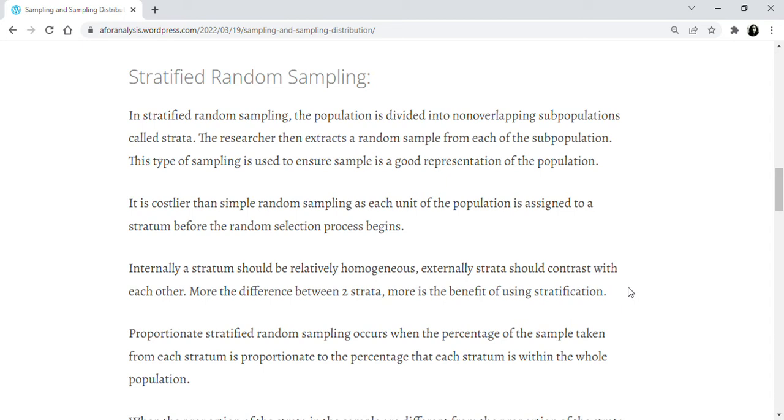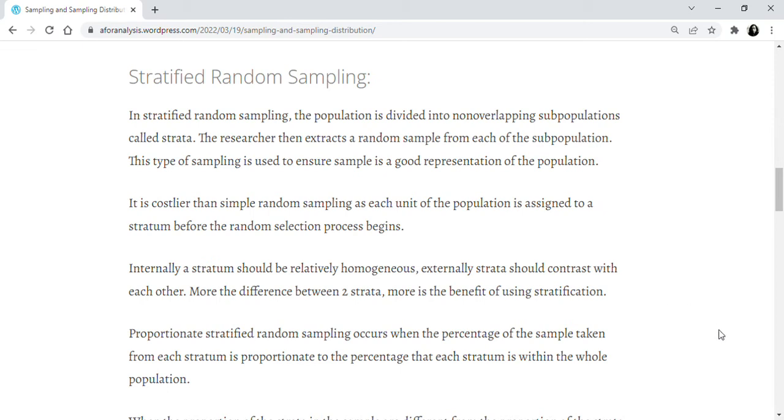Say for example, we are talking about this survey, where we want to make sure that many different kinds of races are available in the sample. So for one stratum, say for example, we are taking Asians. Within one stratum, all should be Asians, meaning there should not be much difference. But if we are comparing this stratum with another one, it should be quite different. So there should be some difference between the two strata.